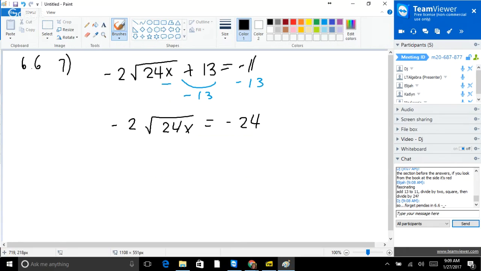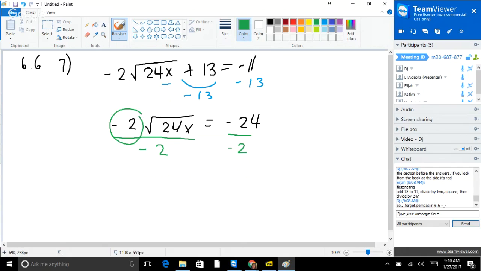So now, okay, what do I do next? I still have the square root, I still have 24, and I have -2. So now I'm going to get to the multiply, right? I want to get rid of this -2, and to get rid of -2, I'm going to divide both sides by -2.